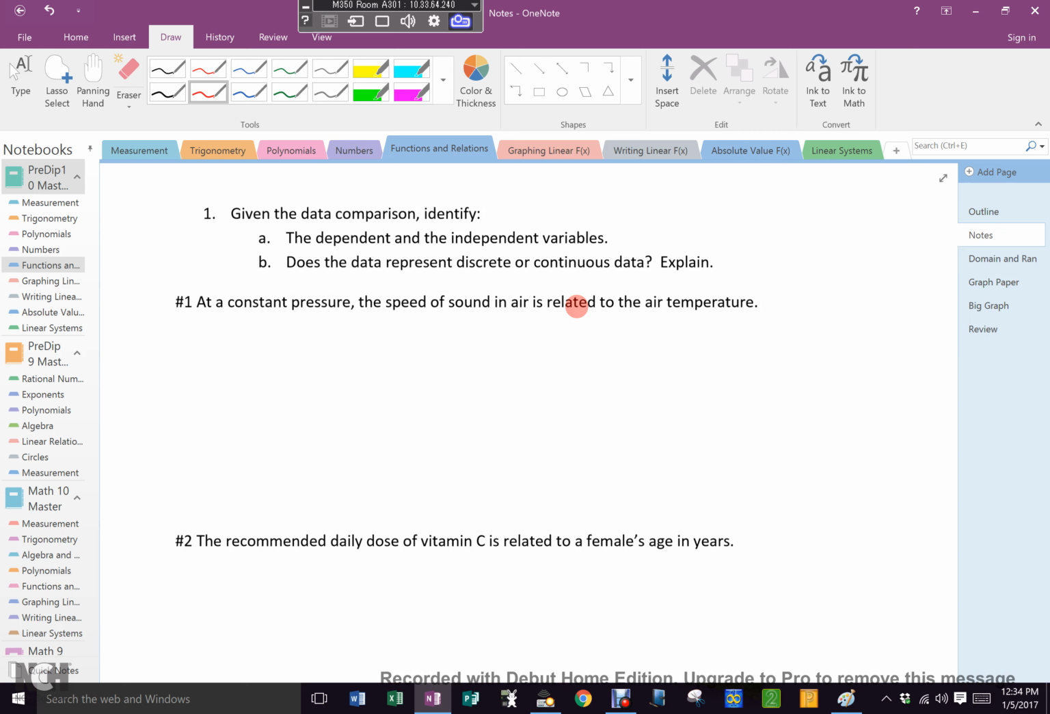Recommended daily dose of vitamin C. It doesn't matter what her age is or the dose. It's just saying as she gets a year older, she'll take more. It's gonna jump up. It's not gonna be like a steady increase. She's not gonna take every possible amount in between. She's gonna jump up.